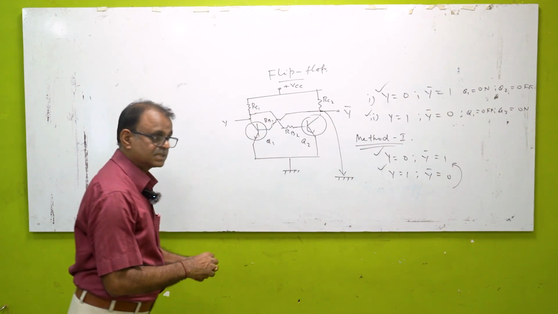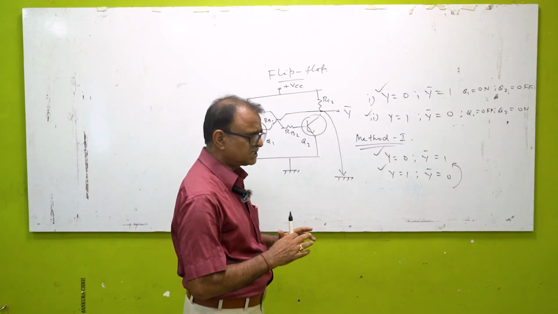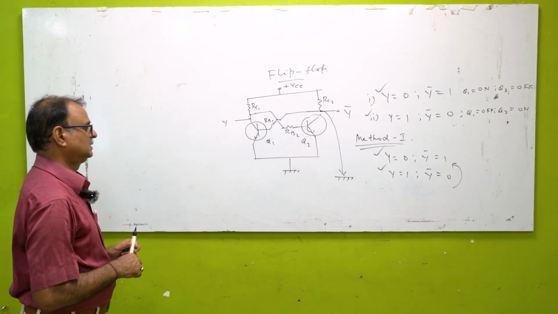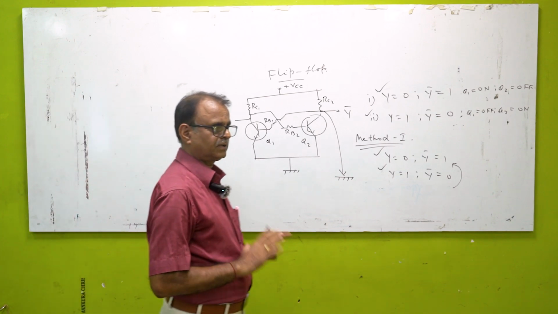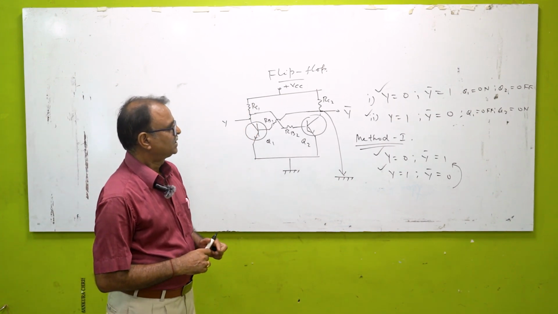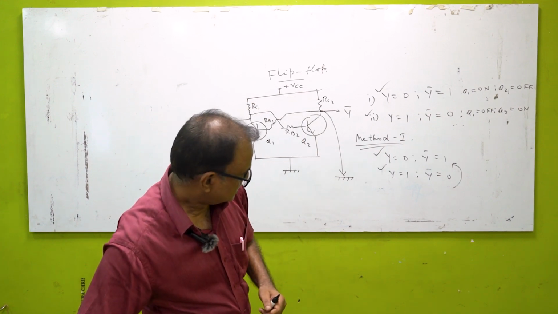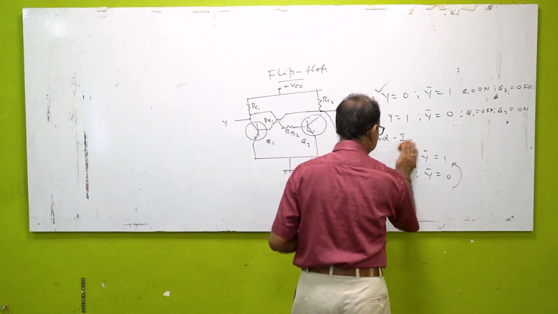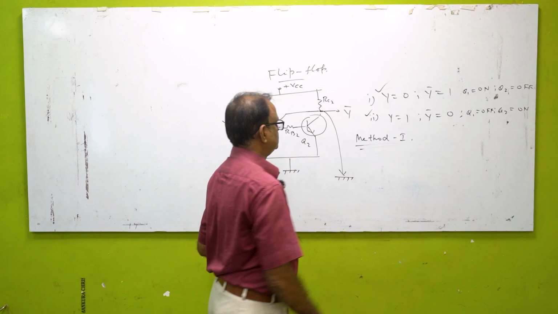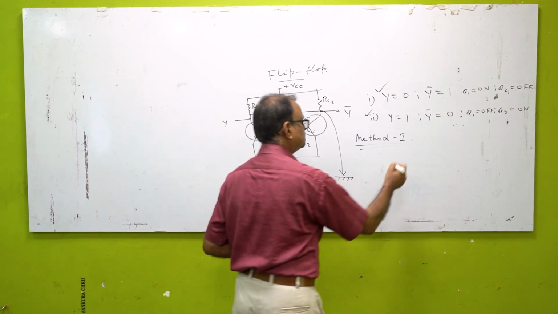But the problem is that this is a cumbersome process. This is not at all a reliable method. That is why this method is never adopted in practice. So what to do to change the state? Now the second method, which I believe is the best method of changing the state of this circuit, method 2.